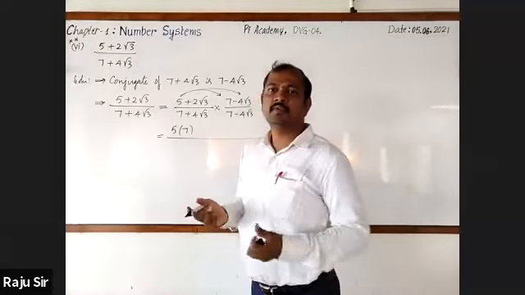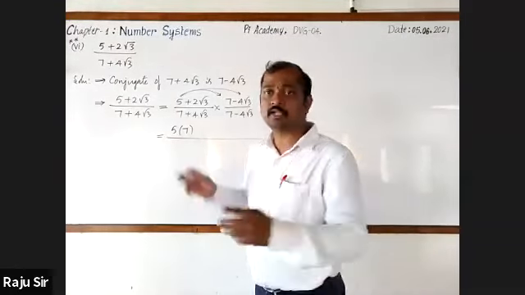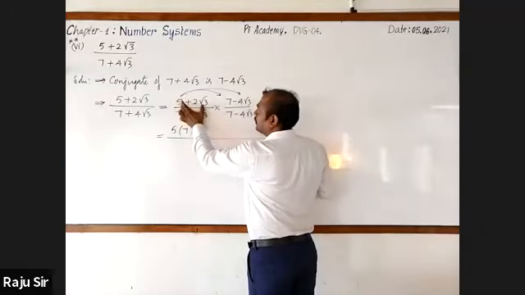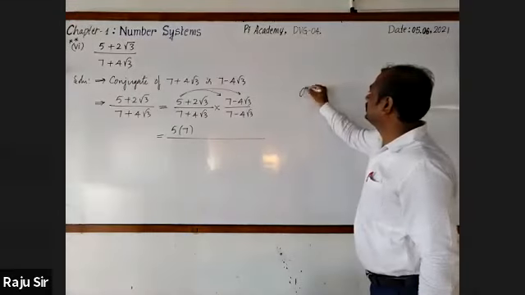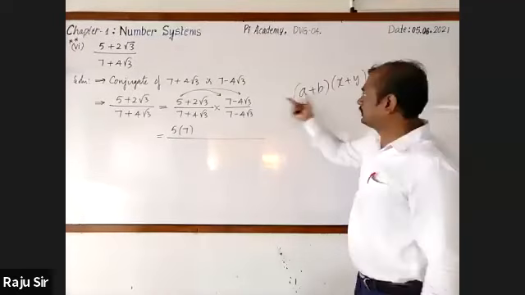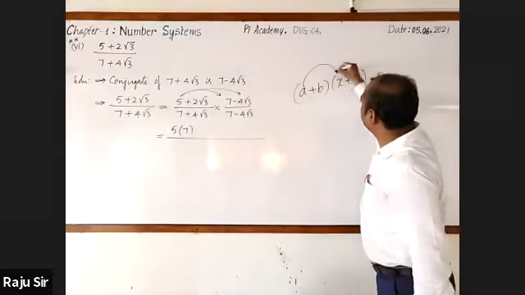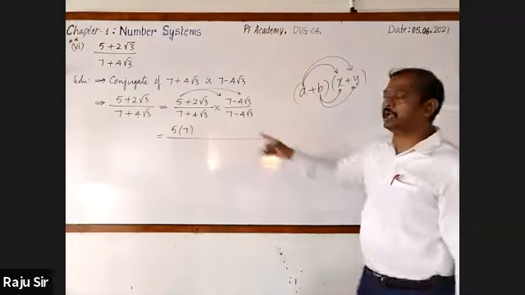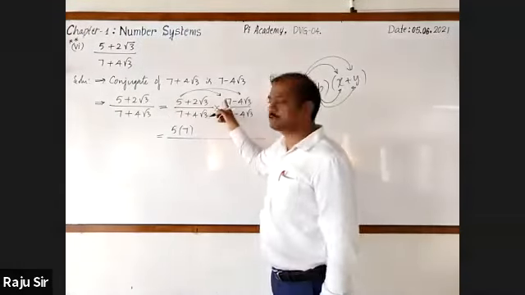5 into 7, you can write 5 sevens are 35 directly; only to make you understand, I'm increasing one step. Sir, explain another one time. Okay. Here we have, I'll give like this: a plus b into x plus y. If the terms are different like this, then multiply a with x, a with y. Next, b with x, b with y. I'm doing the same. 5 into 7.